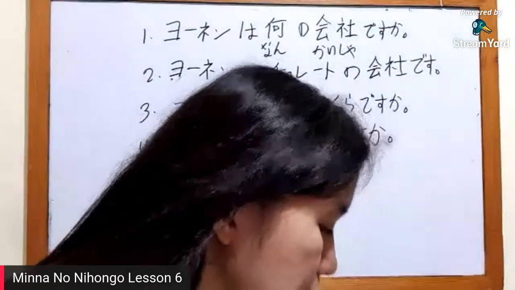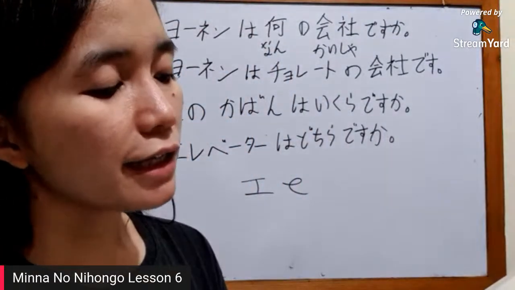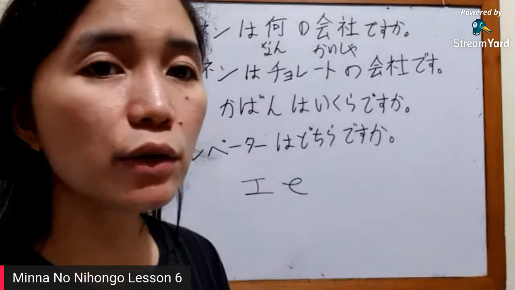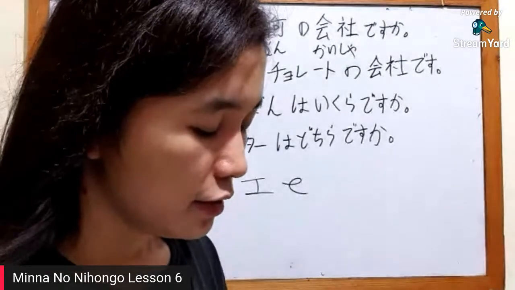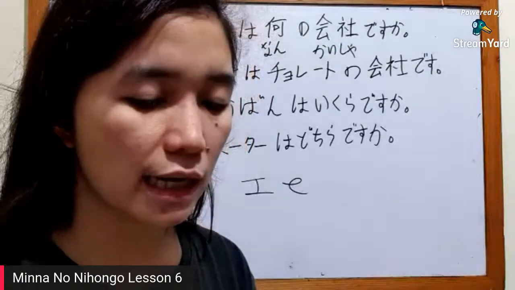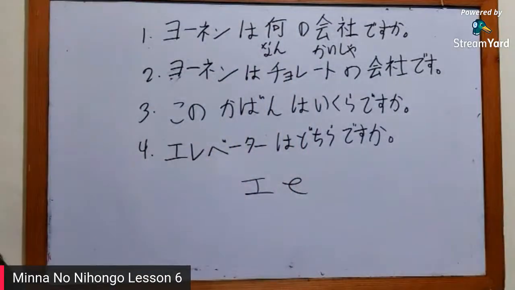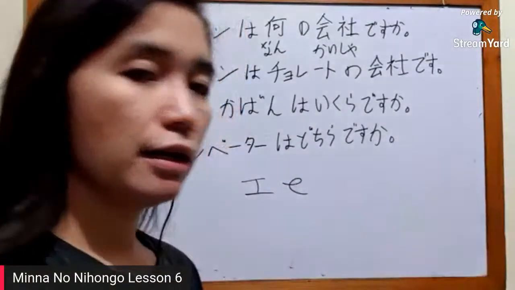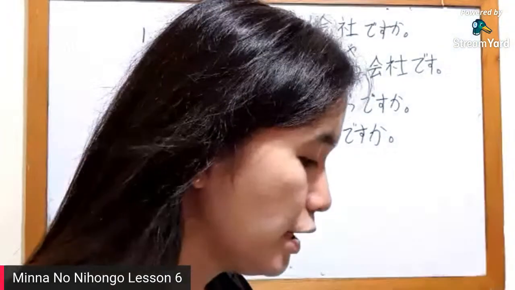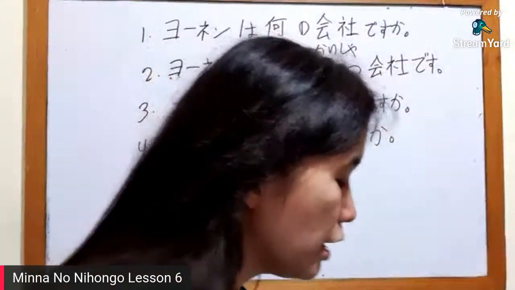Okay, next question. The last one. Anata no nihongo no hon wa ikura desu ka? For example, you have a Japanese book. How much? Anata no nihongo no hon wa ikura desu ka?